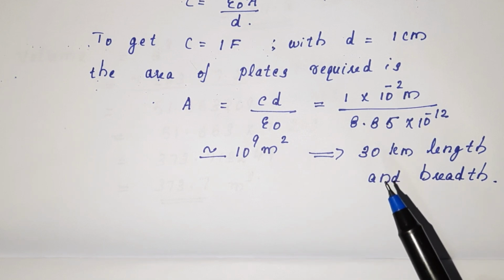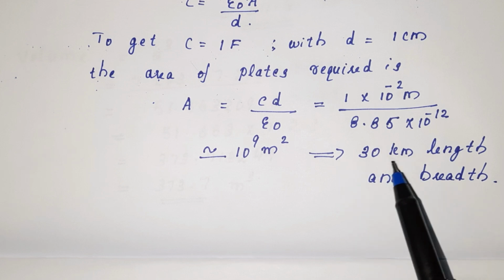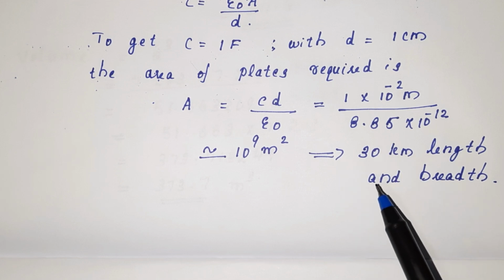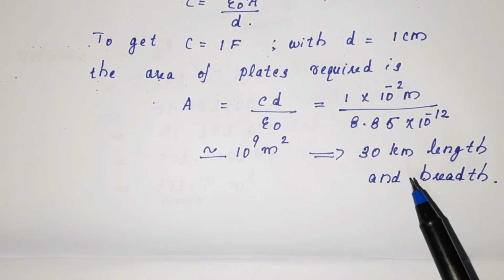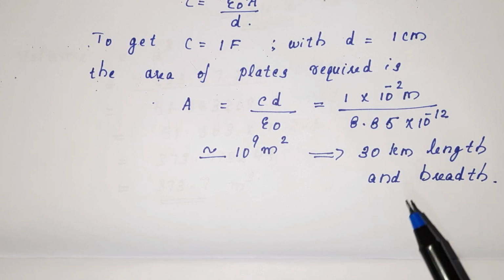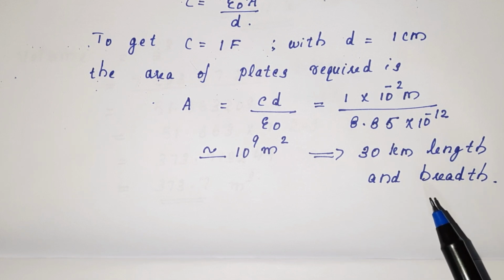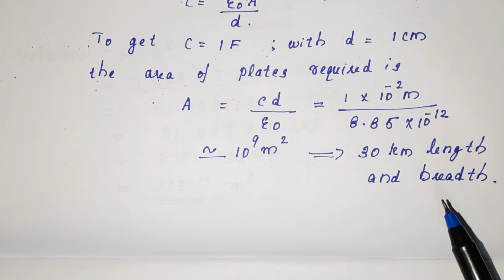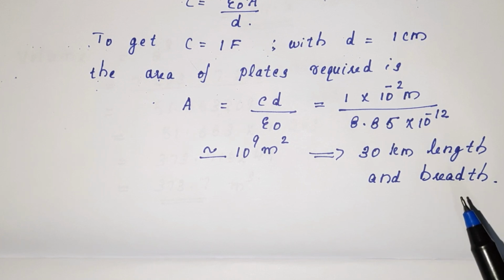So the area of the plates required is 10 raised to 9 meter square, which implies 30 kilometer length and breadth. You can imagine how long that will be. From that, again we can conclude that the farad is a bigger unit of capacitance, and hence we use smaller units like nanofarad, picofarad, etc.